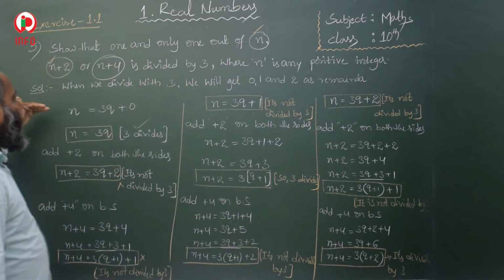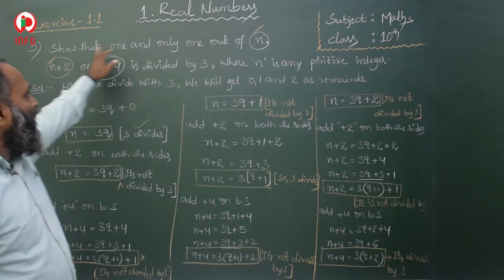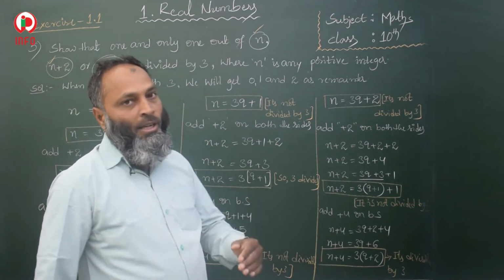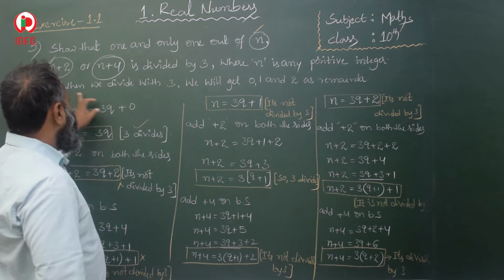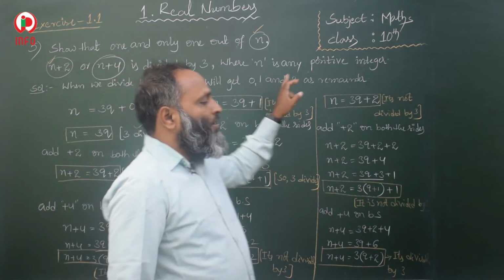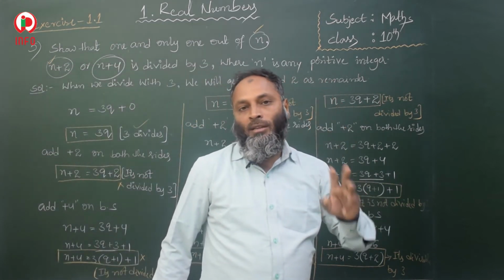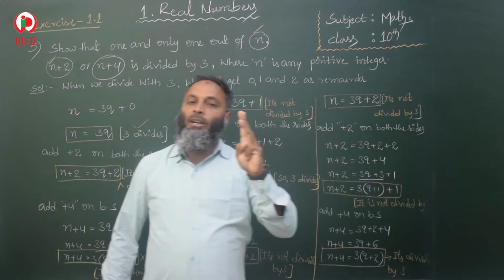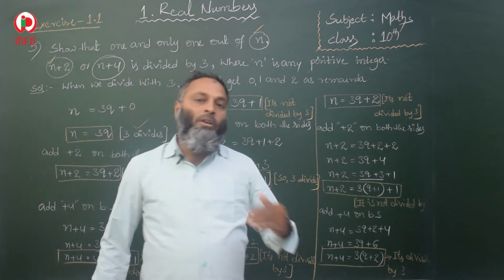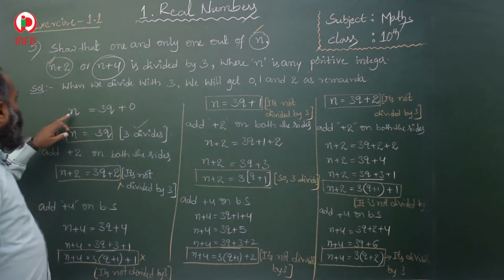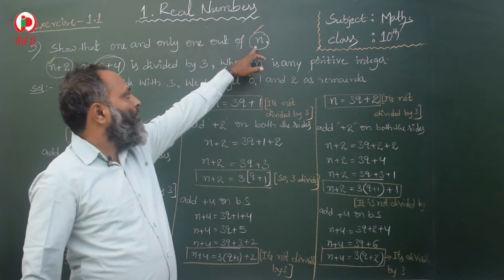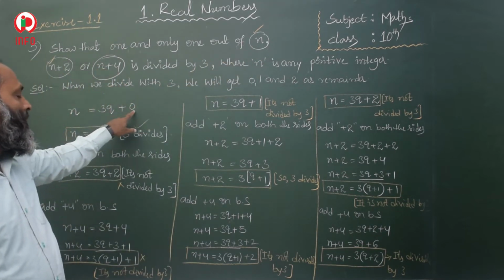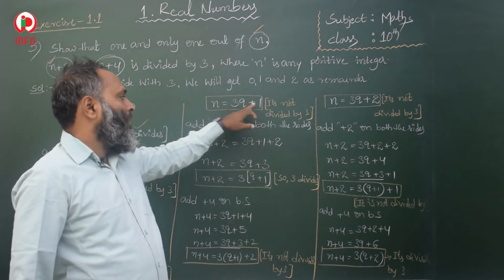See here, first what should we take? According to that, n is a positive number. So that positive number is divided by 3. When the number is divided by 3, then we will get 0, 1, 2 as remainders. When we divide any number, we will get 0, 1 and 2 as remainders. On that basis, n is a positive number. When we divide with 3, the remainder is 0. When we divide with 3, the remainder is 1.